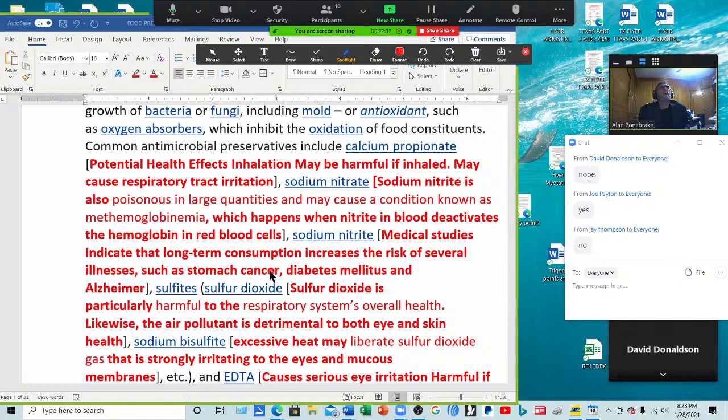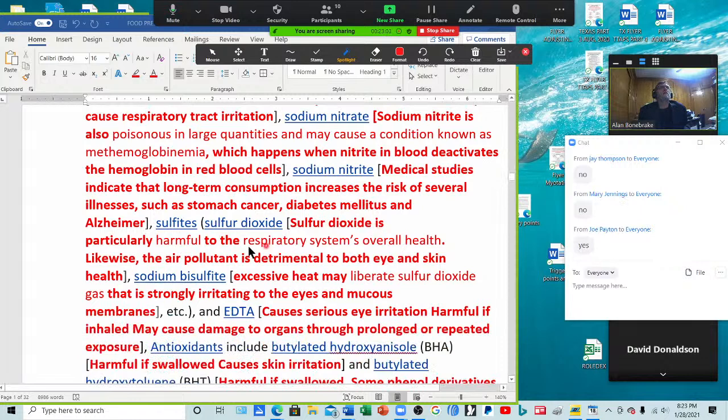Sodium nitrate. Medical studies indicate long-term consumption increases the risk of several illnesses such as stomach cancer, diabetes, and Alzheimer's. How many of you knew that about sodium nitrate? Stomach cancer, diabetes, and Alzheimer's. Wow. Now we've got another thing for Alzheimer's on top of everything else that we looked at.